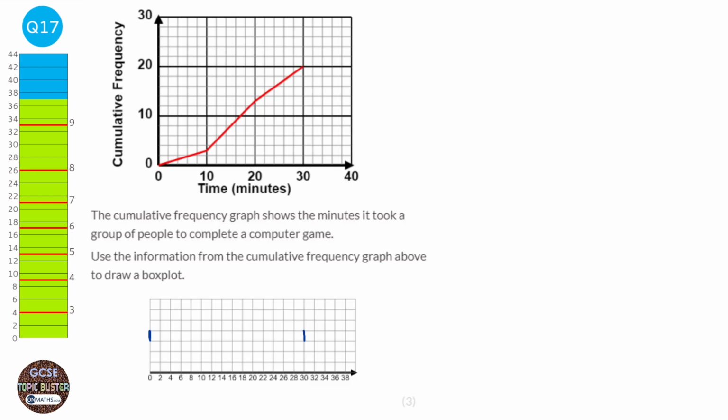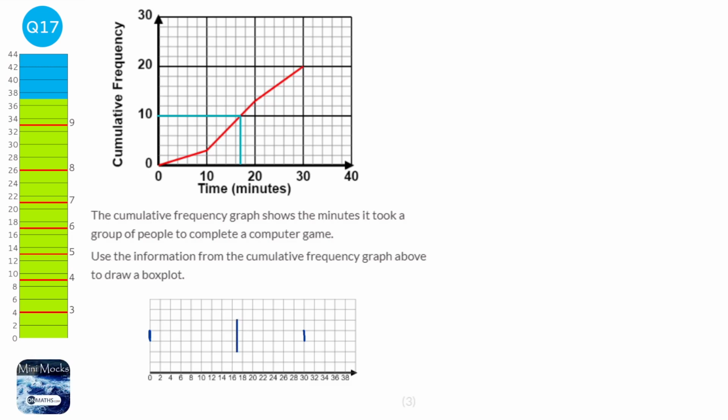Now the graph goes up to 20, the actual line goes up to 20, so the median we're going to find at 10. We're just going to draw a line across and down, and that looks like it is 17. So our median will be at 17. So we're just going to draw a line at 17. Get it just perfect. There we are.